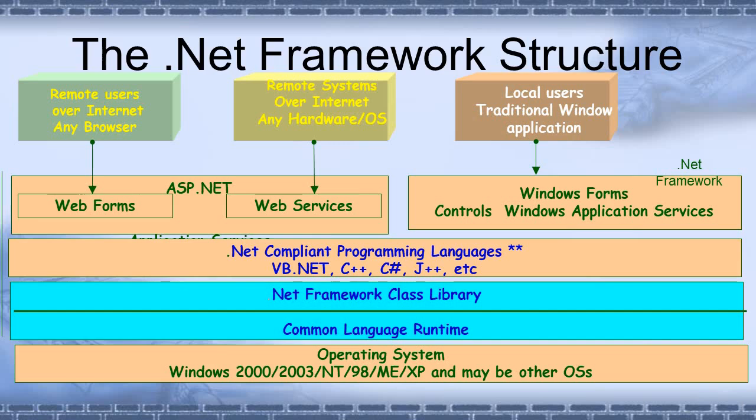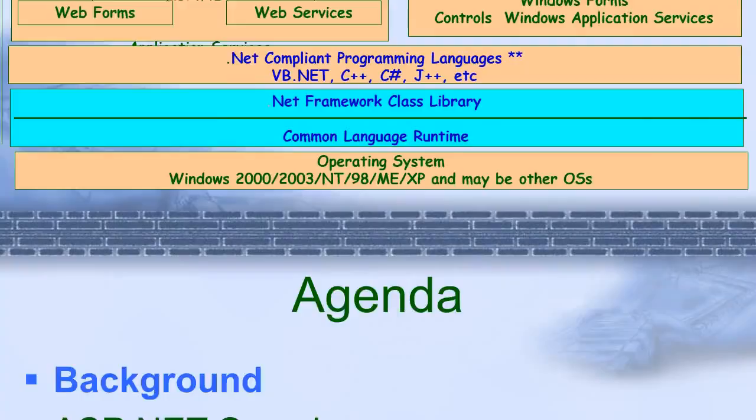The .NET framework structure: remote user over internet, any browser; remote system over internet, any hardware OS; local user, traditional Windows application. ASP.NET has three processes: web forms, web services, Windows forms, controls with application services, console applications also. .NET programming language using C#. .NET framework class library, common language runtime, operating system.